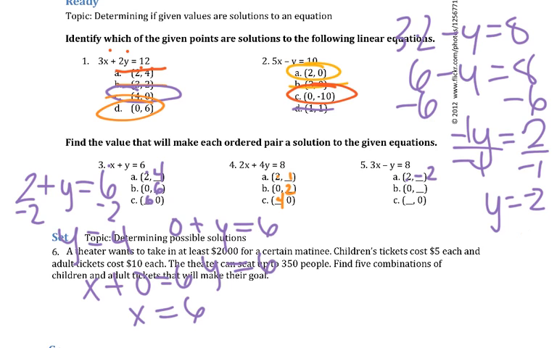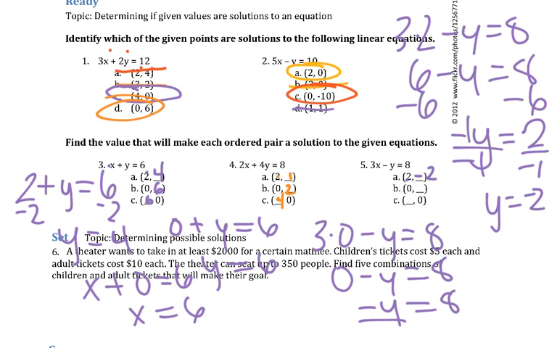So 2, negative 2. Then if we did it for 0 for x, 3 times 0 minus y equals 8. We'd have 0 minus y equals 8. Negative y equals 8. Divide everything by a negative 1, we'd get y equals negative 8.